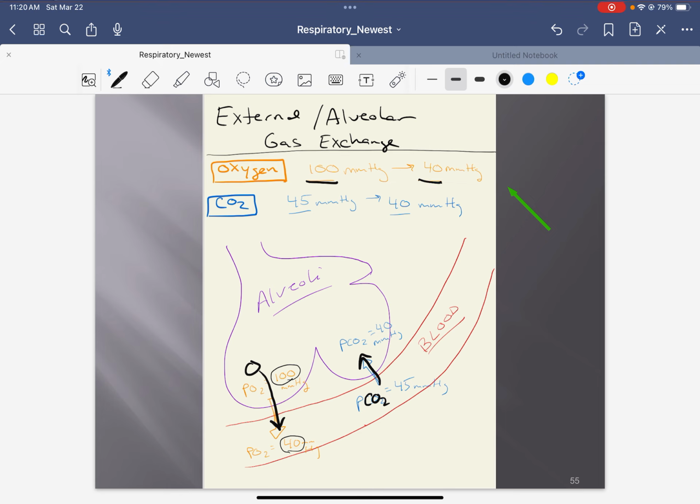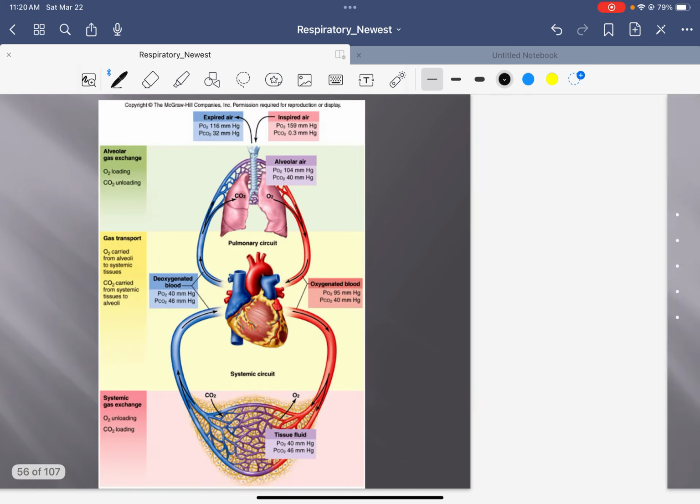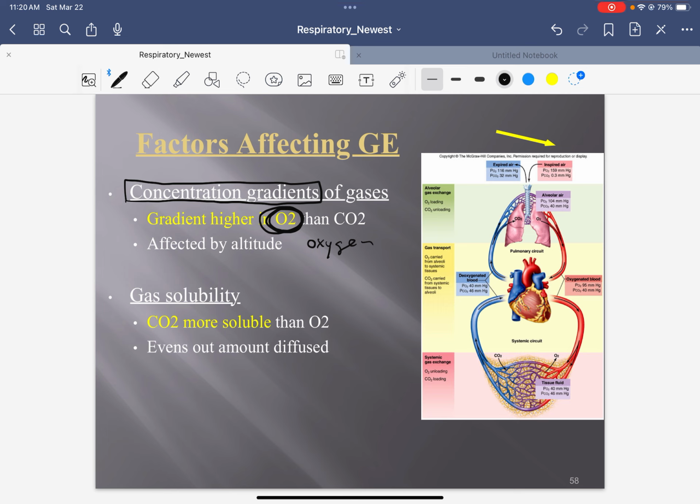That's oxygen. Now look at CO2. CO2 is going from 45 millimeters of mercury to only 40. So isn't that a much smaller gradient, 45 to 40? It's still a gradient, but it's much smaller. So comparing the two, oxygen always has a bigger concentration gradient. How then does carbon dioxide keep up? Because it is more soluble.